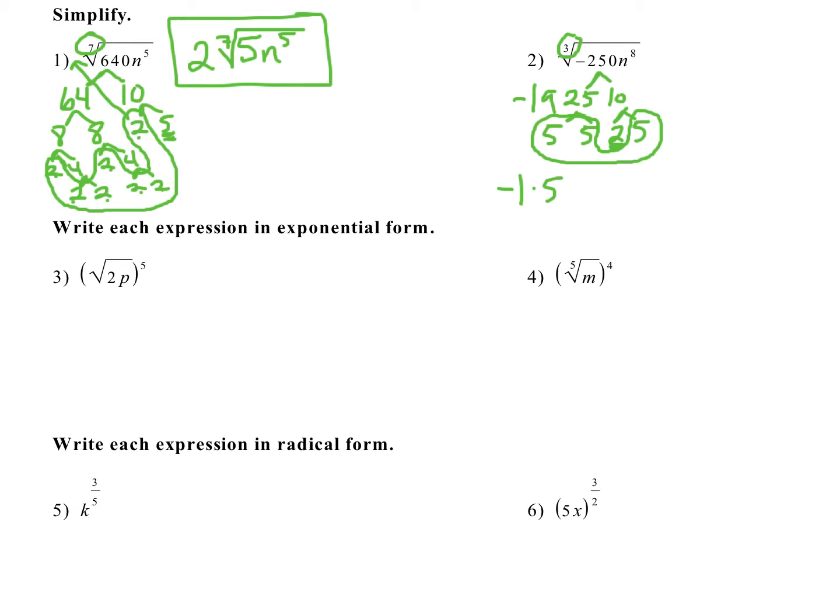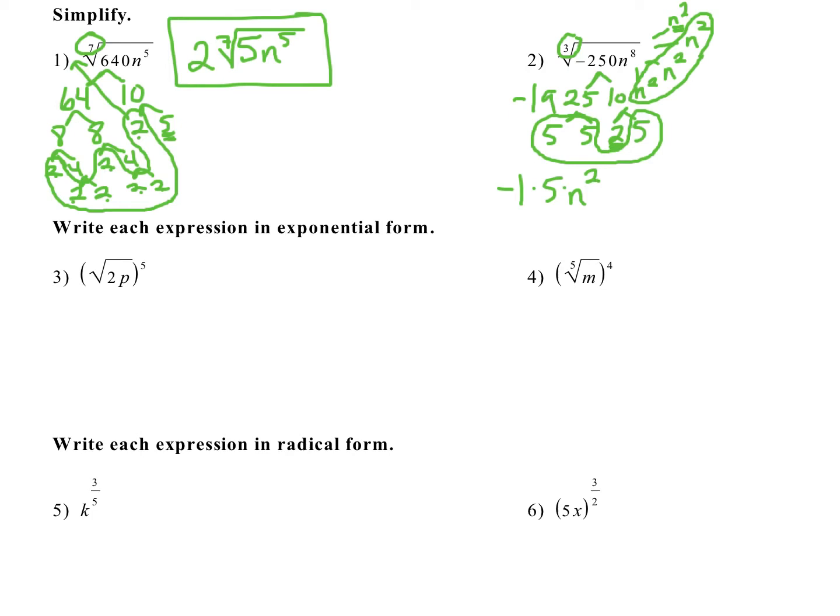And then for n to the 8th, well, about the best way that I can break that down into smaller chunks is I can do n squared times n squared times n squared times n squared. Okay, and that gives me 3 n squareds of a kind with 1 n squared left over. And there's nothing else I can do with that. So I can bring an n squared to the outside.